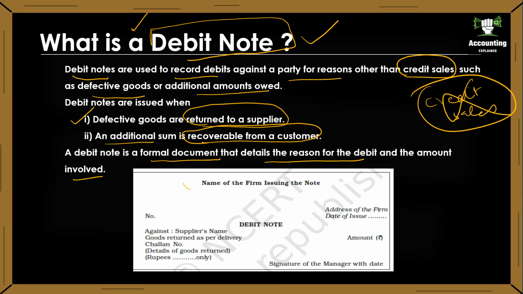The name of the firm issuing the note will be written here. And the number, or what is the number of the debit note, the address of the firm, and the date of issue will be written here. This is the format of a debit note. And the heading debit note will be written here against the supplier's name. In our example, it was Abhi Industries. Goods returned as per delivery challan number, details of goods returned, rupees how much, what is the value of the goods, and the signature of the manager with date. This is the format of the debit note.